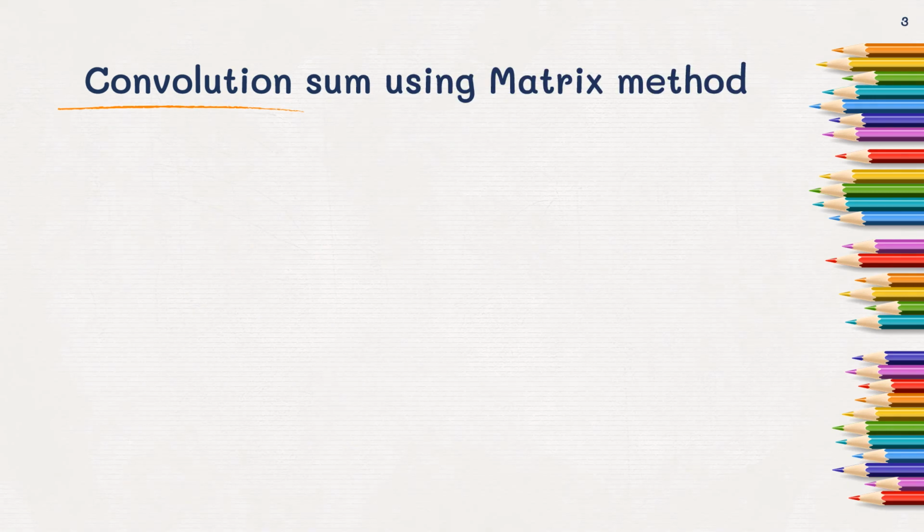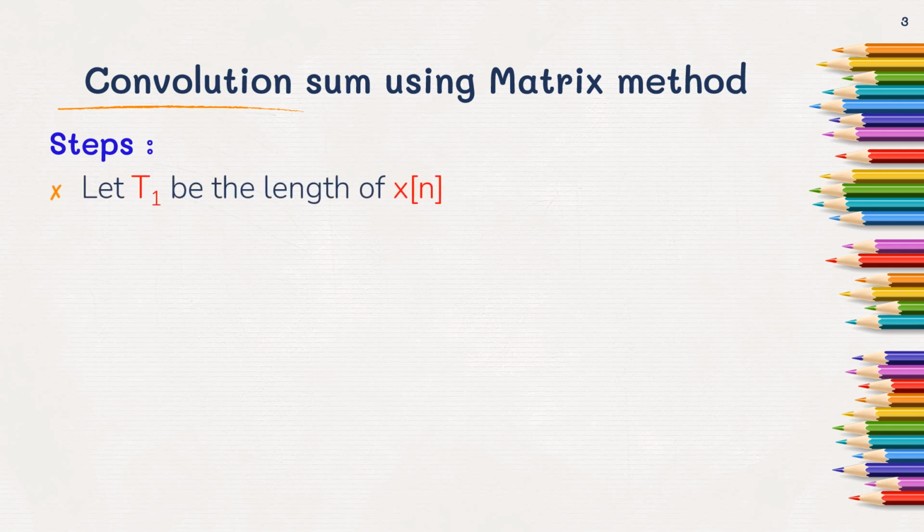Now let us first look into convolution sum using matrix method. Let me detail you the steps that are used for finding out convolution sum using matrix method. Then I shall explain you this algorithm using a problem. Steps is, first we have to find out the length of x of n. Let t1 be the length of x of n. Let t2 be the length of h of n. These two are the sequences for which we are going to find out the convolution sum.